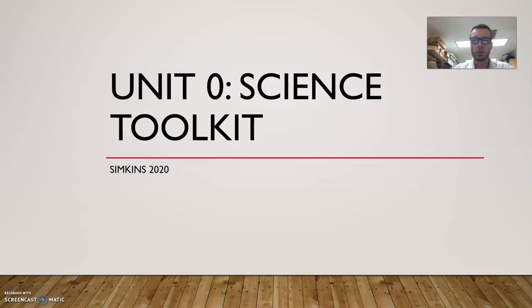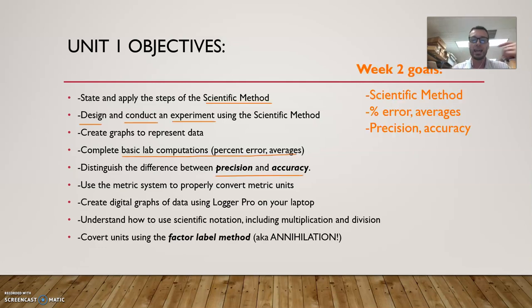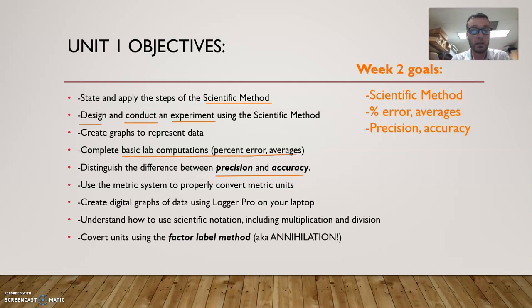We call it the Science Toolkit because before we just jump right into physics and learn all these equations and formulas and how to use them, we got to know the basics of how to do science. And so these are the things we're going to cover in our first unit. Today, our first week, or I guess we could say our week 2, because we met for the 2 days last week. Our goals this week are to cover the scientific method, percent error and averages, precision and accuracy, and then we're going to conduct and design experiments as well.